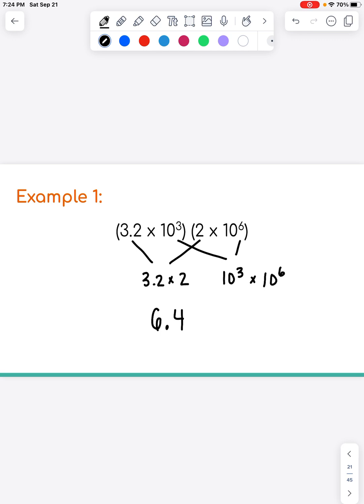When I am multiplying powers with like bases, I'm going to keep my base of 10, and with my exponents, I'm going to go ahead and add them. 3 plus 6 is going to leave me with 9. Double check that factor is in between 1 and 10. 6.4 is good. So this will be my final answer.